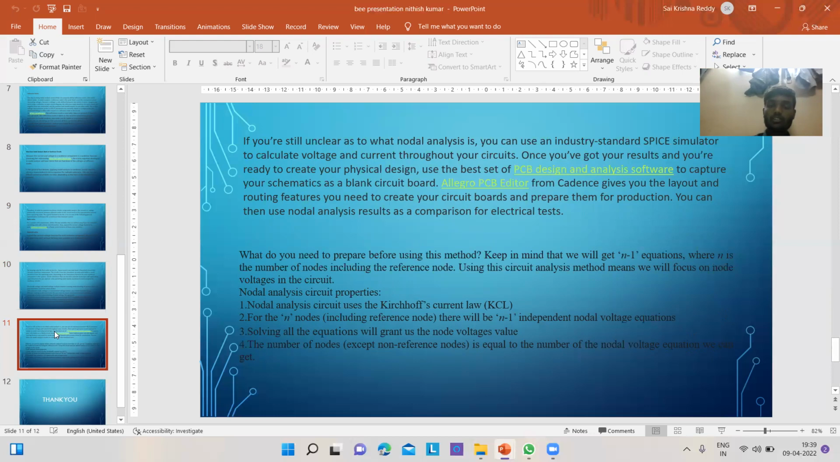What do you need to prepare before using this method? Keep in mind that we will get n-1 equations, where n is the number of nodes including the reference node. Using this circuit analysis method means we will focus on node voltages in the circuit. Nodal analysis circuit properties: nodal analysis uses Kirchhoff's current law. For n nodes, there will be n-1 independent nodal voltage equations. Solving all the equations will grant us the node voltage values. The number of nodes is equal to the number of nodal voltage equations we can get.